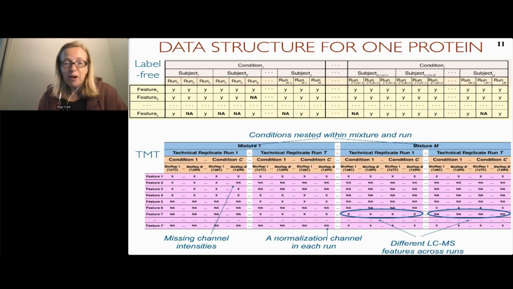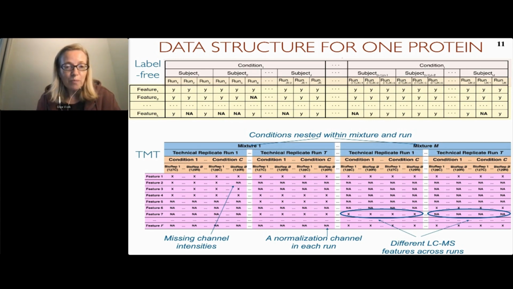But in TMT, it's more complicated. And this is why it was required for us to create a separate package, because we couldn't simply extend the label-free version of MSstats for TMT. So here we have a different statistical structure of the data.